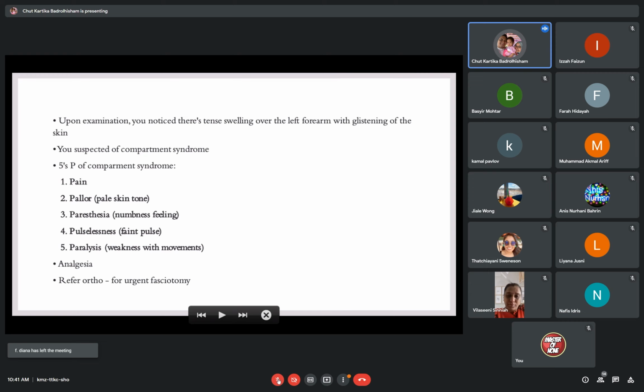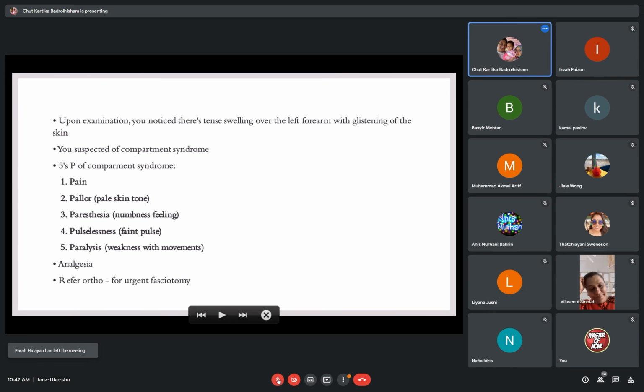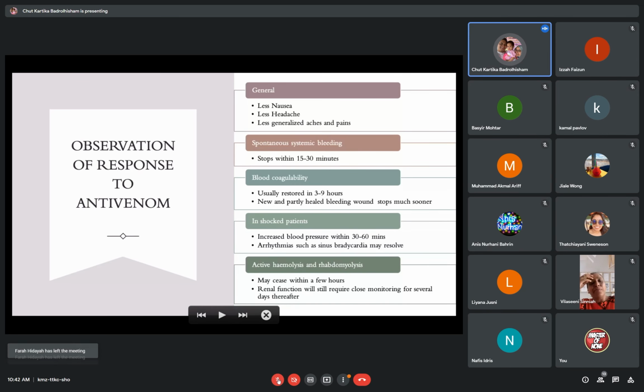So upon examination, we notice there is tense swelling at the left forearm with glistening of the skin. So you can suspect it's compartment syndrome. So you have to assess the 5 P's: pain, pallor of the skin, paresthesia or numbness, pulselessness, and also weakness or paralysis. So we have to give analgesia, and also refer to ortho immediately for urgent fasciotomy.